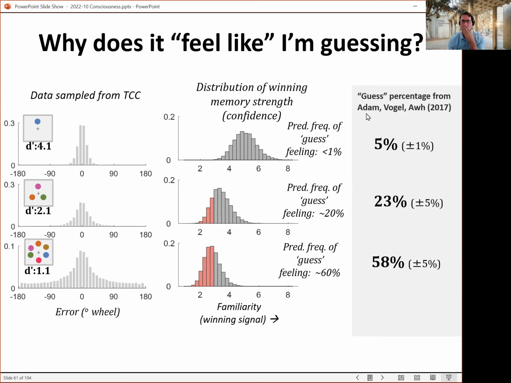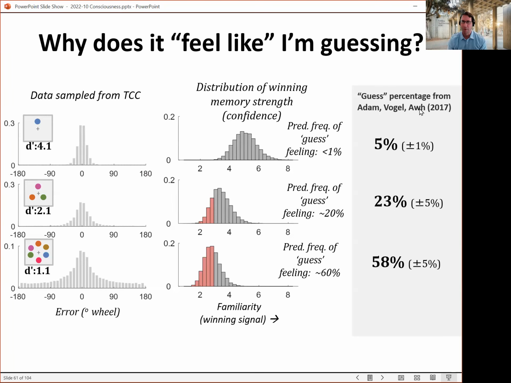So obviously, Adam, Vogel, and Awh in this paper are trying to argue that these are just genuine objective guesses. They just asked people, are you guessing or not? For a different reason, right? They wanted to say it's uniform when people say they're guessing. And they have a whole complicated story built up about this.